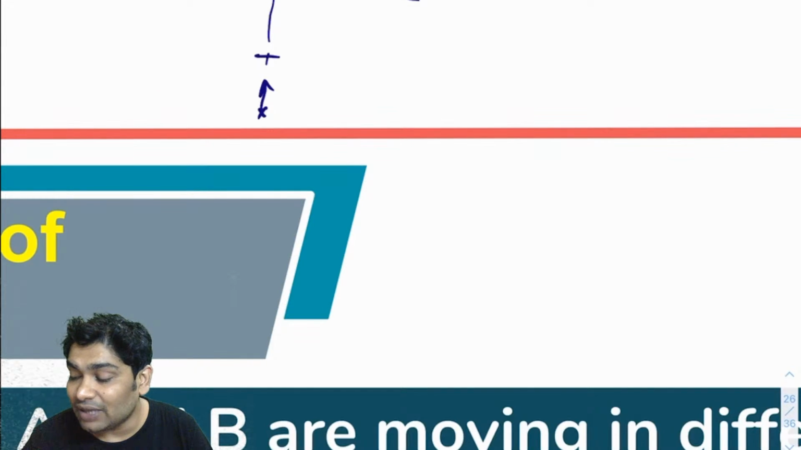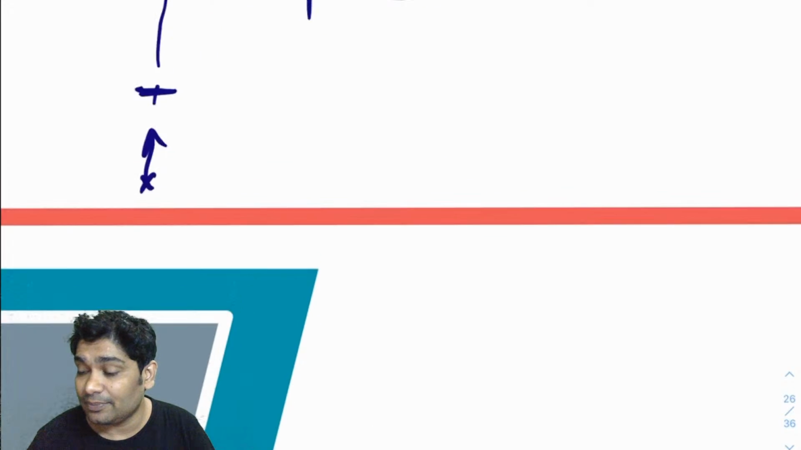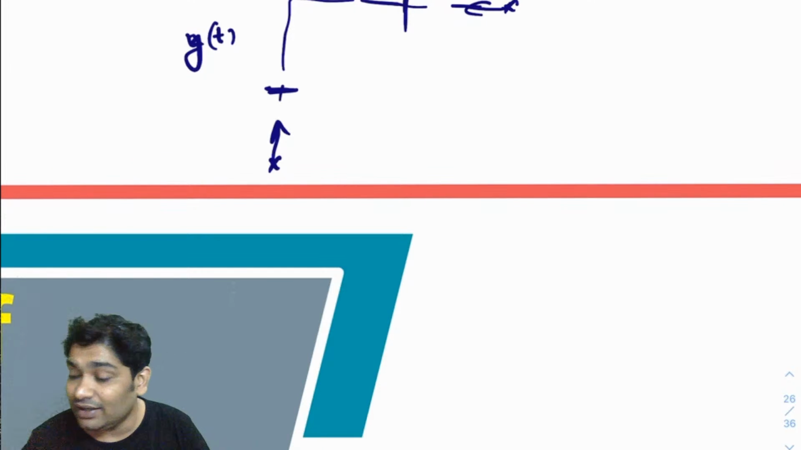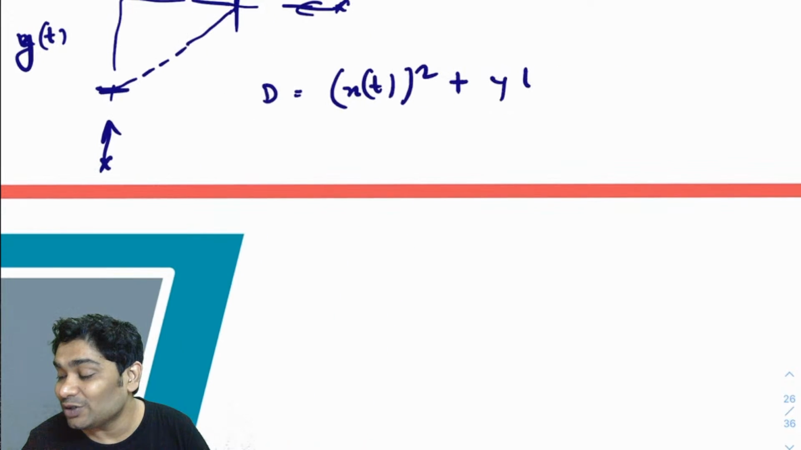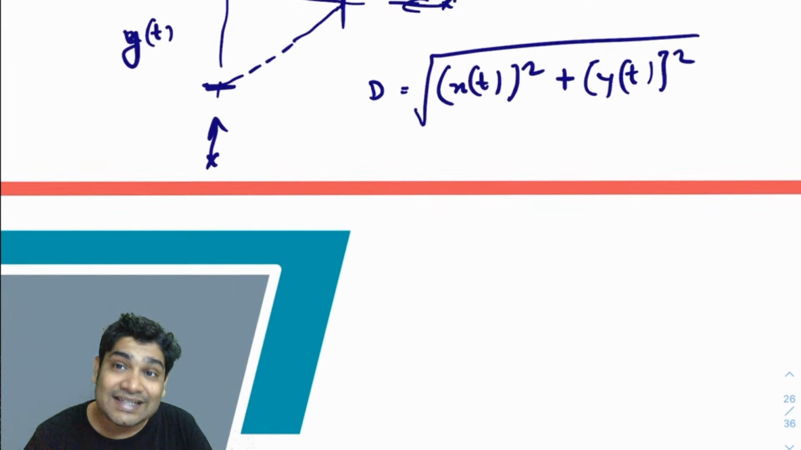first thing is that after some time t, I can find the position of this and the position of this after time t. So I can find the values of these coordinates, let's call them y at t and x at t. When I have found the values of x and y at t, the distance at this time would be d equals the root of x at t whole square plus y at t whole square. So I have found distance as a function of time.